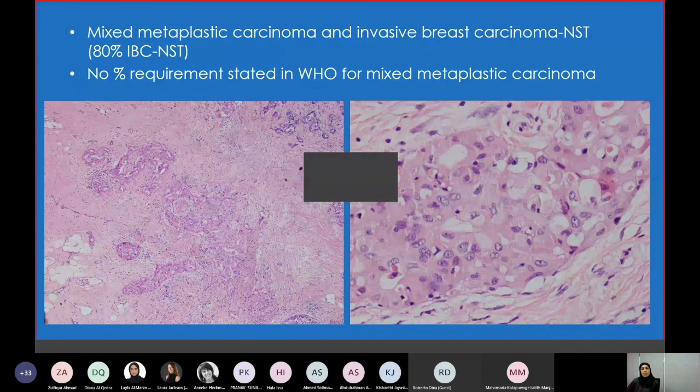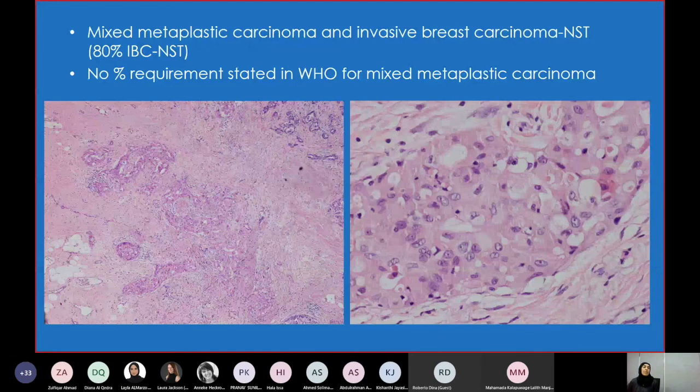This is one of the recent cases. At the top right side of the image, you can see there is a classical invasive carcinoma here. And then on the lower side of the image, it's squamous differentiation, or a squamous type of metaplastic carcinoma. You can see better on a higher view of the squamous part. So this is mixed metaplastic carcinoma and invasive breast carcinoma, NST.